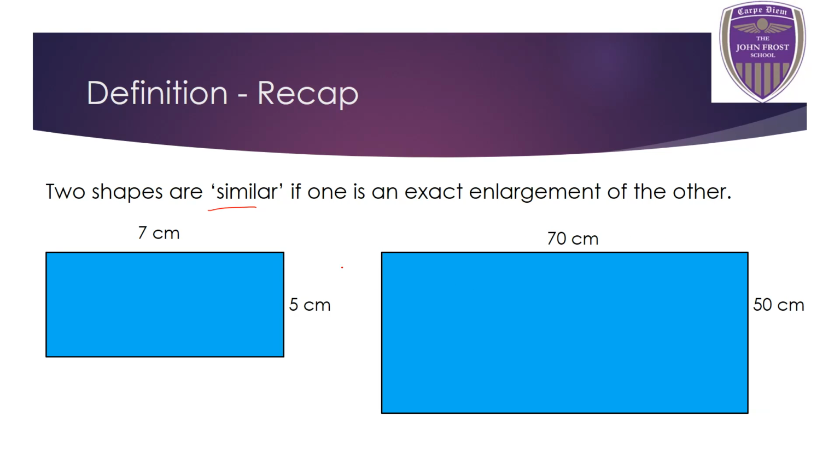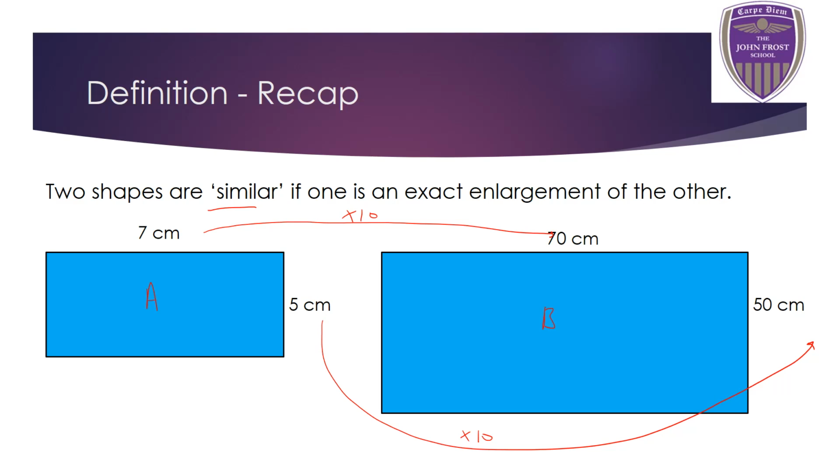Remember that two shapes in maths are similar if one is an exact enlargement of the other. See, these two shapes are similar because, see these two sides here? 70 is 10 times bigger than 7, and 50 is 10 times bigger than 5. So this shape here, we call it shape A, has been enlarged by a scale factor of 10 to make shape B. That means they're similar shapes.